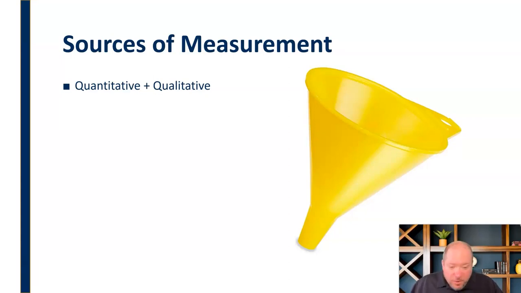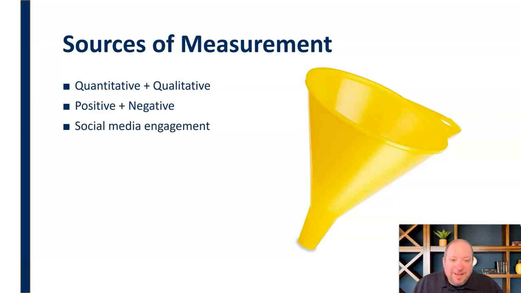So we need to dump all that in the funnel. We need to know, is it positive or negative? We need to weigh these things differently. We need to know both. We can't just ignore the negative and only present and follow the positive. We need to know about both, but we do need to measure their impact differently. We need to understand the impact that these things are having based on whether they're a positive or negative mention or connection through this measurement. We need to look at things like social media engagement.